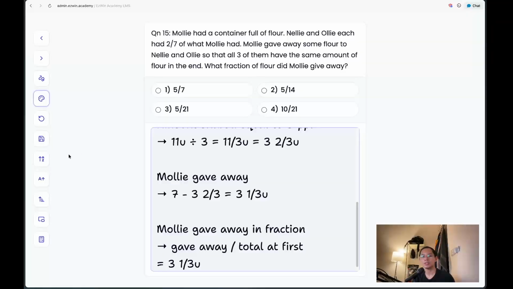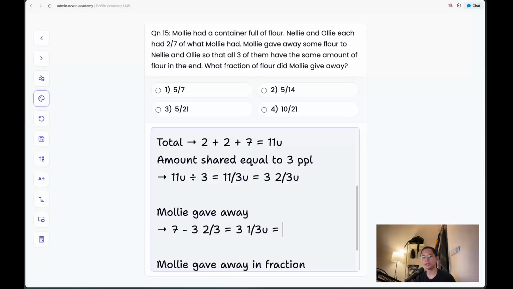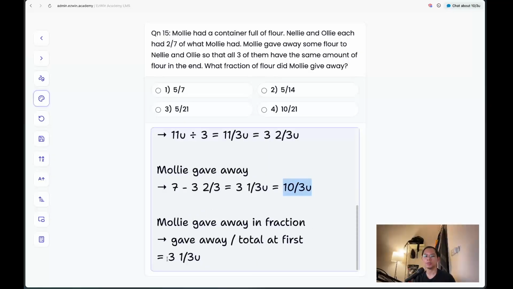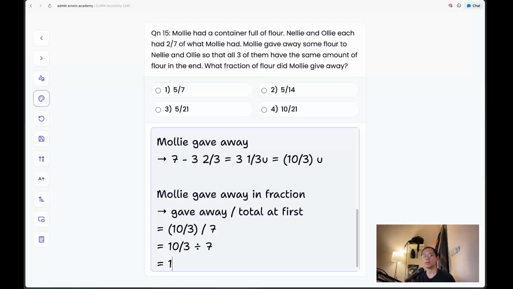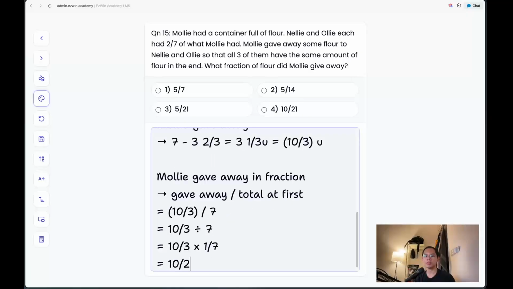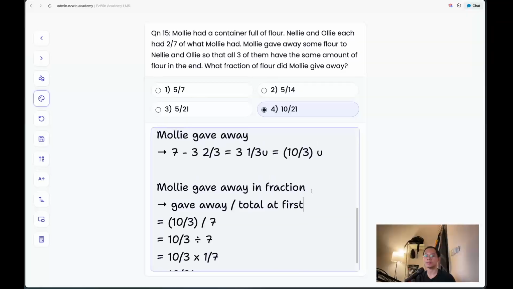Okay, so let's put this into an improper fraction, which is 10 out of 3 units. 10 out of 3 units is what she gave away. Then we just bracket this here to see over 7. So which is basically 10 out of 3 divided by 7, which means we will have to flip, right? So 10 over 3 times that we flip it, 1 out of 7. Okay, which in this case is 10 over 21, which is option number 4. This case over here. All right.